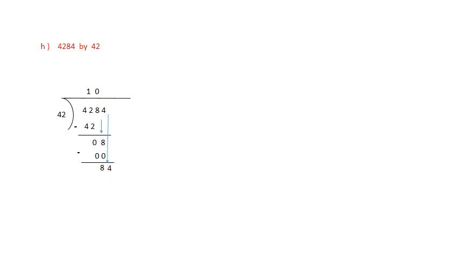Now if you see student, here is 4 and here is 8. 4 2s are 8. So we'll try 42 2s are 84. See here, 2 2s are 4 and 2 4s are 8. So 84 minus 84 becomes 0. So your quotient is 102 and remainder is 0.